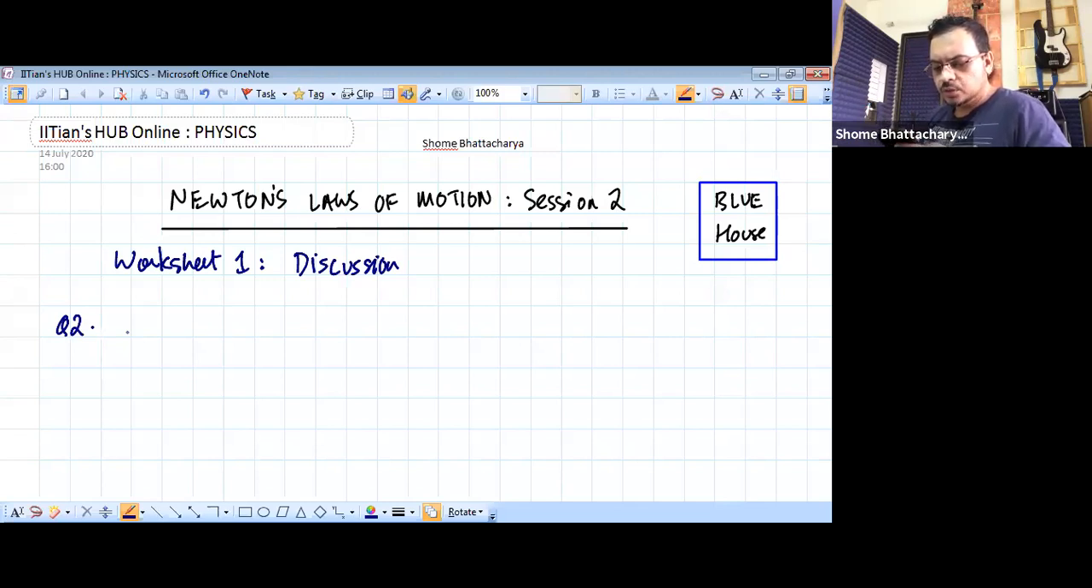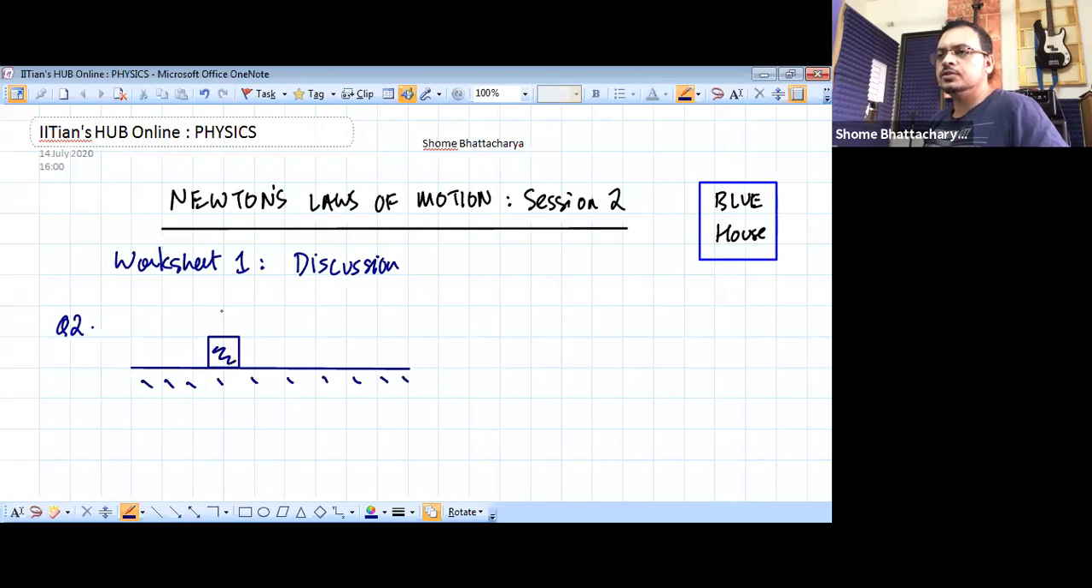It says that a force F naught causes an acceleration of 5 meters per second square when acted upon an object. Basically that means that if you have an object on a surface like this. We will discuss all these questions. I'll come to the 5th, 7th, 11th and 12th also. But let's start with the second one.